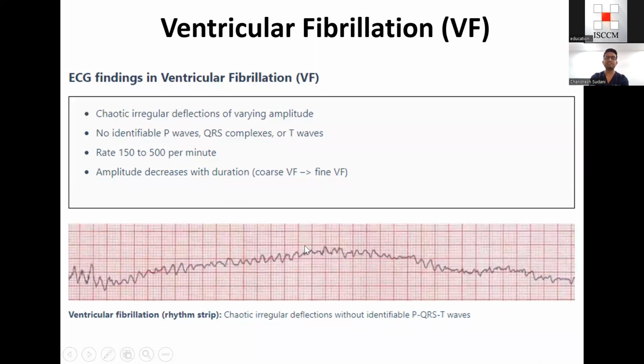As for the ECG findings, if you see here, you will find irregular deflection, either negative or positive, with different amplitude, no identifiable P waves. The rate will always be more than 150, and the amplitude decreases with the duration. So this is a classical ECG of ventricular fibrillation.